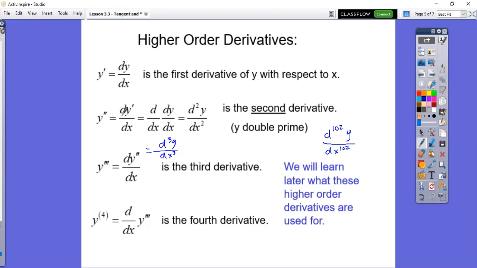And with higher order derivatives, and we'll talk about this more when we get to the applications of these, I continue to apply the same kind of concept. The second derivative is the rate of change of the first derivative. The third derivative would be the rate of change of the second derivative. The fourth is the rate of change of the third derivative, and so on and so forth.